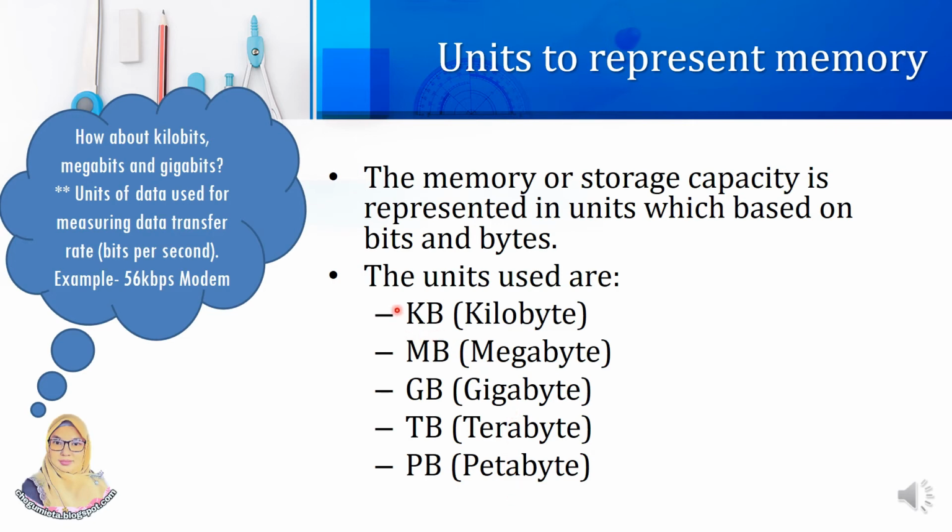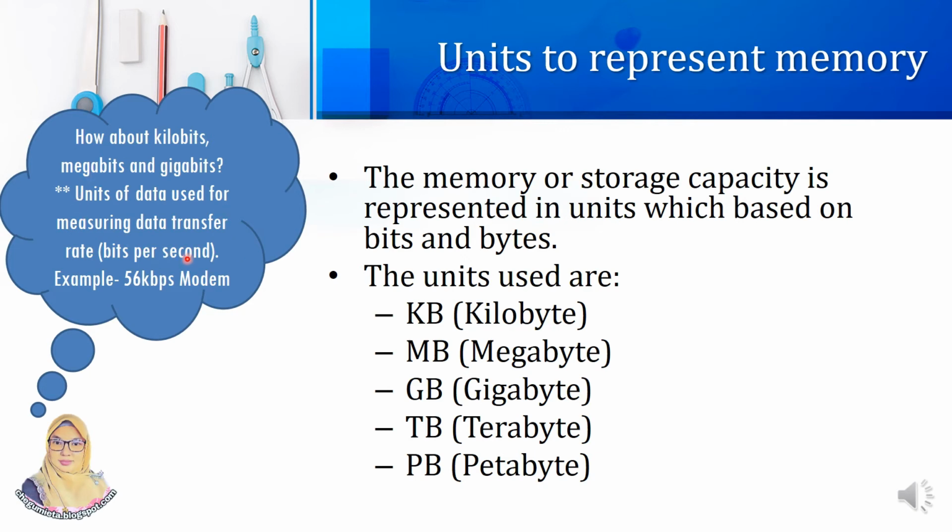But do not get confused with this one. How about kilobits? We have kilobits, megabits, and also gigabits. This is extra information for you guys. Kilobits, megabits, and gigabits are units of data used for measuring data transfer rate. If it is spelled as bits, it means it measures data transfer rate. It refers to bits per second.